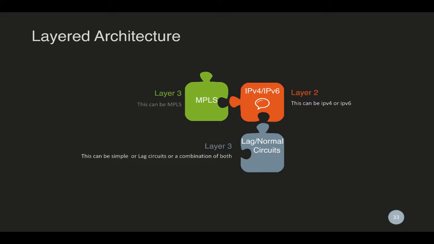What we have tested, or the test cases that we have till now, has the following combinations. It can be lag, IPv4, MPLS, or a normal circuit, IPv4, MPLS, or it can be lag, IPv6, MPLS, or a normal circuit, then IPv6, then MPLS. So this is what we have in the layered architecture, and how we do that, I'll just show that to you.